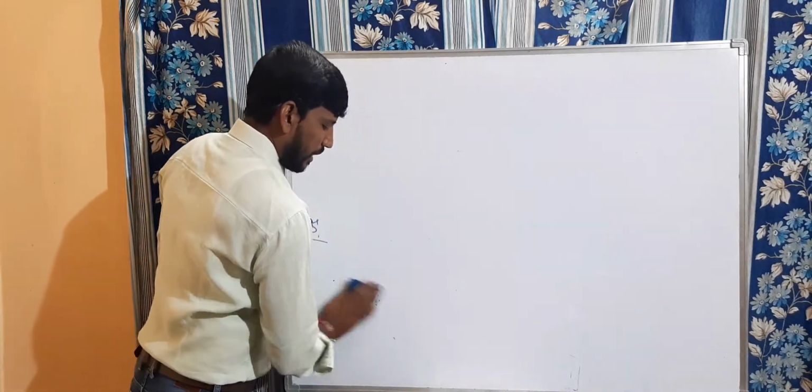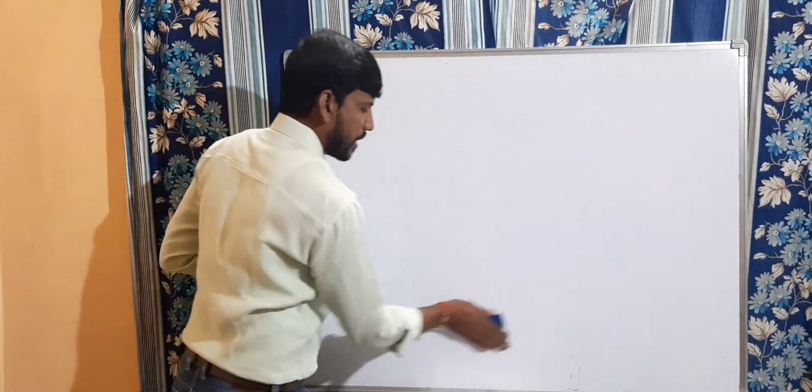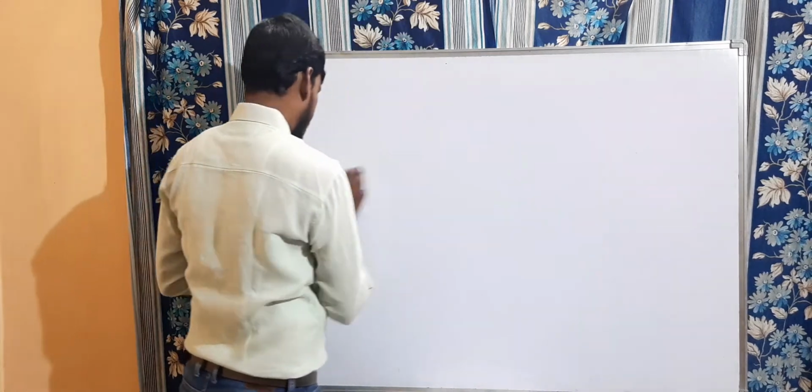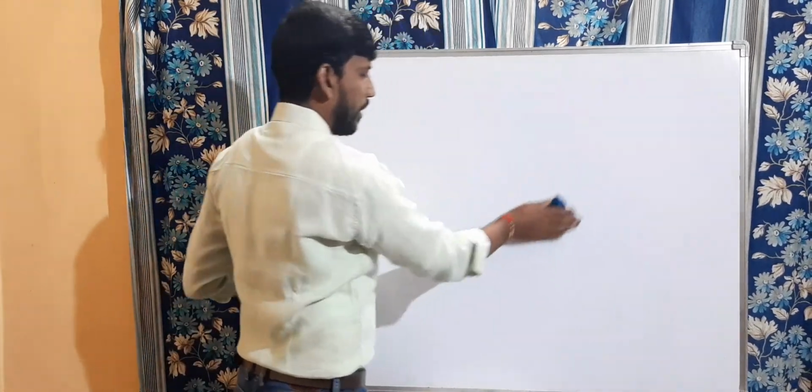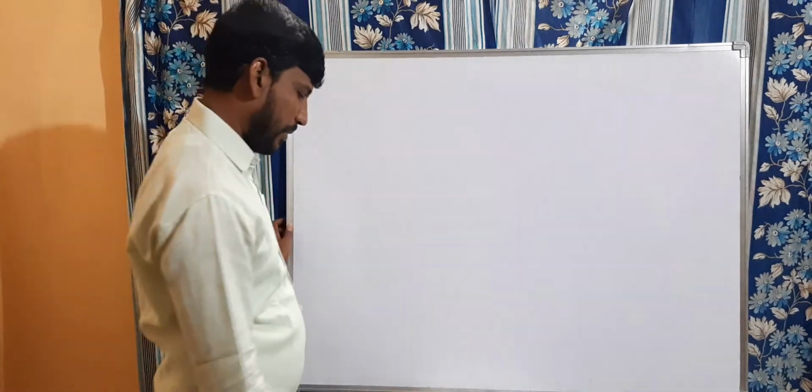So we know that 10 millimeters equal to 1 centimeter. Keep it in mind always. 10 millimeters equal to 1 centimeter. Then 100 millimeters equal to 10 centimeters.